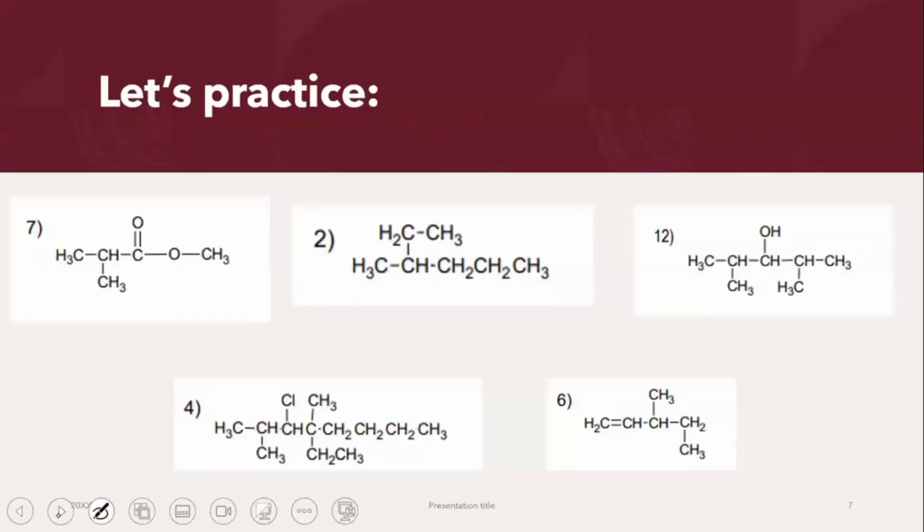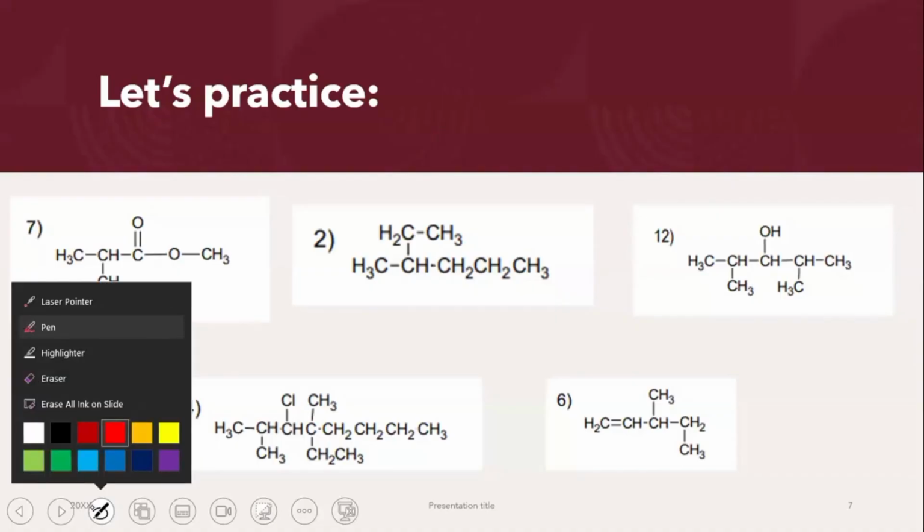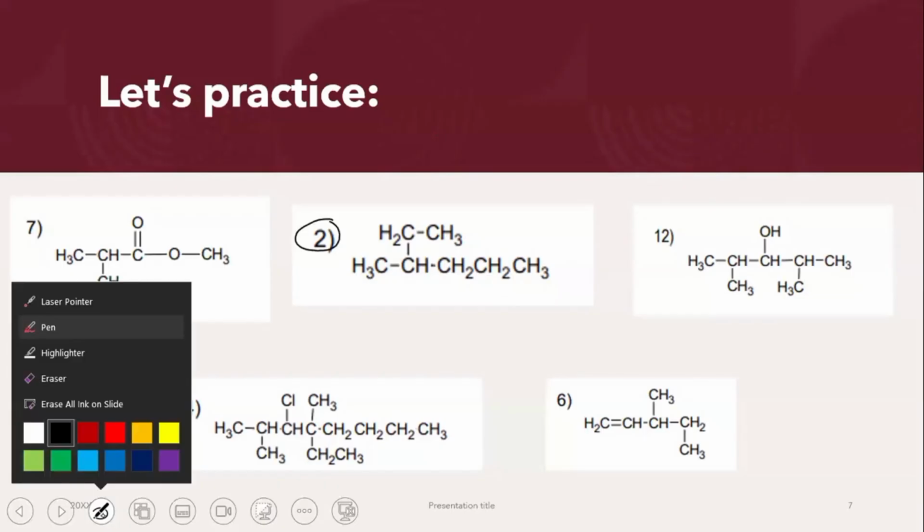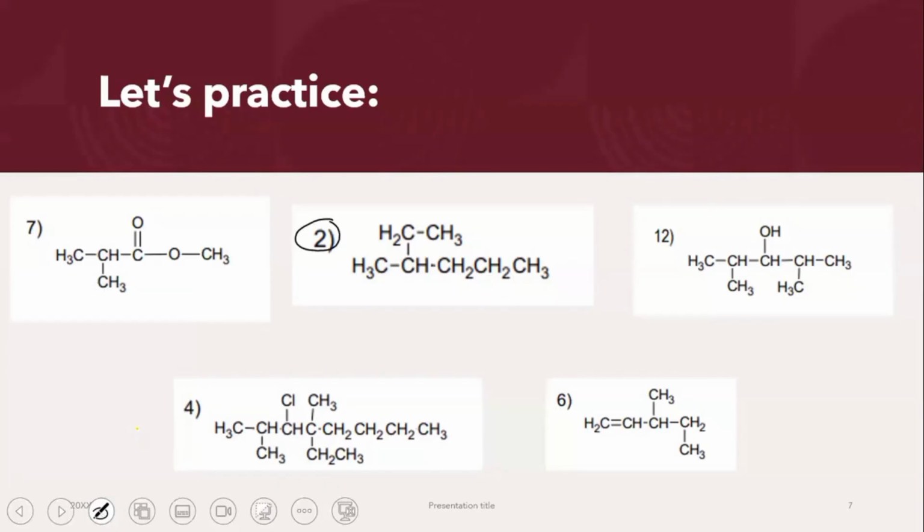Okay? First of all, we have a compound in front of us. Let's go ahead and start, and if you guys think you know the answer, if you can try and solve it, go ahead and type your answer in the chat. Now, let's consider compound number 2 first. All right. Let's try to name compound number 2.